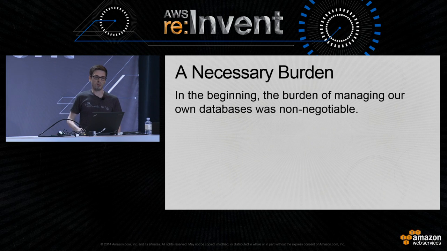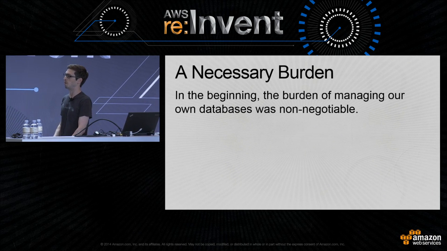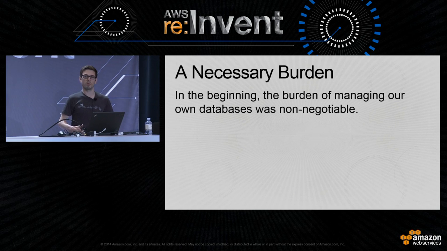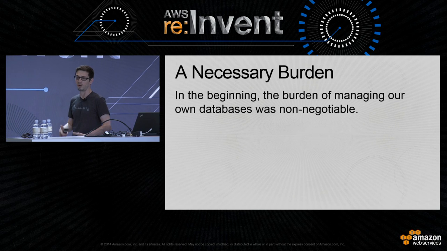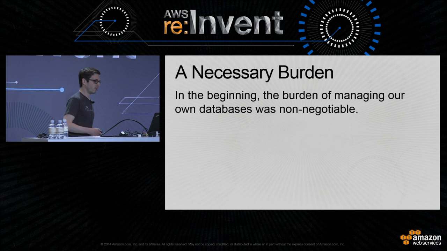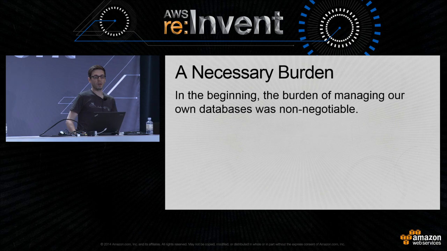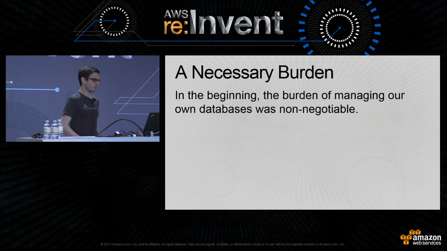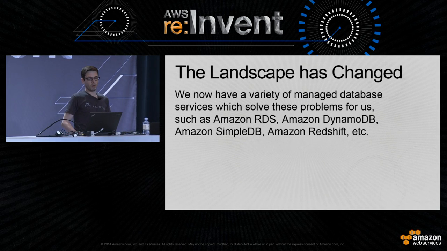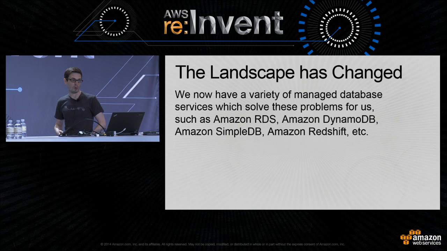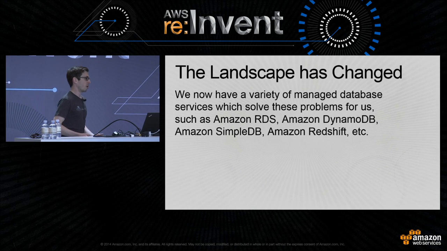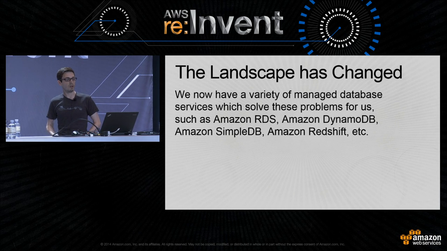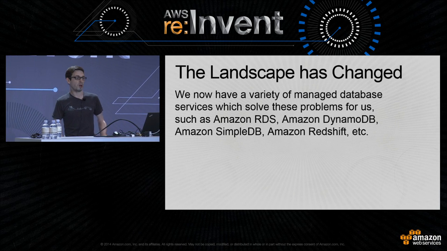So rewinding back to 2008, when Twilio first launched, there really wasn't much in the realm of managed databases, or at least there weren't managed databases that we could trust enough to build a real-time communications platform on top of. And so in the beginning, that burden of managing our own databases was non-negotiable. Fast forward to 2014, and things have changed quite a bit. So we have a variety of managed databases outside of Amazon and within Amazon. And within Amazon, we have RDS, DynamoDB, SimpleDB, and Redshift, and new databases, as you learned of this morning.